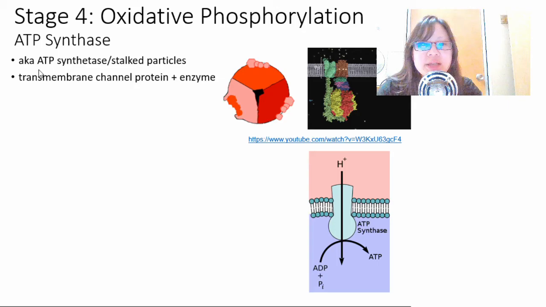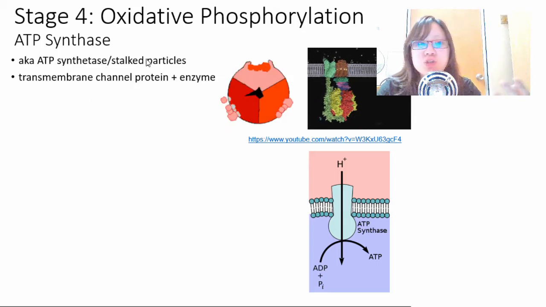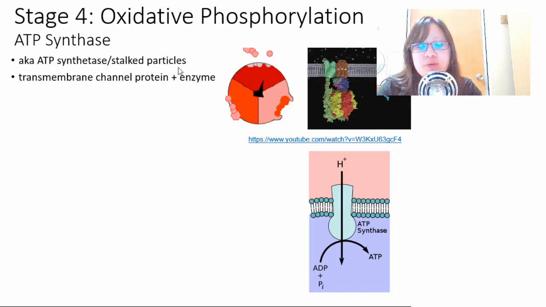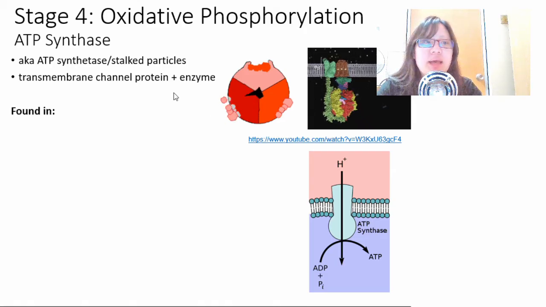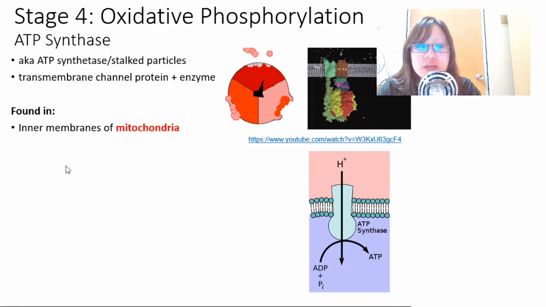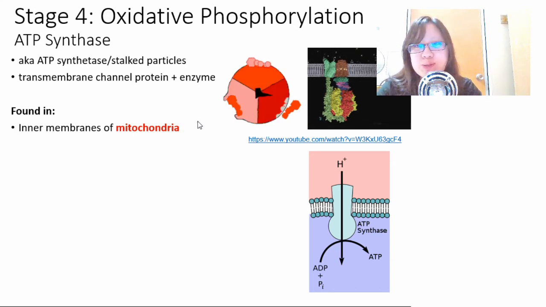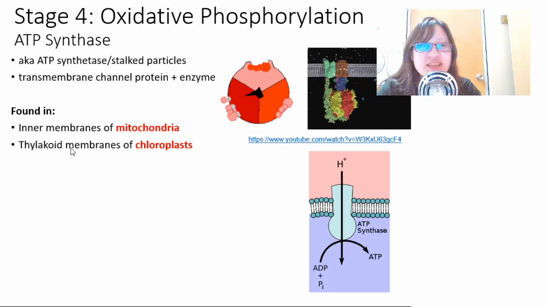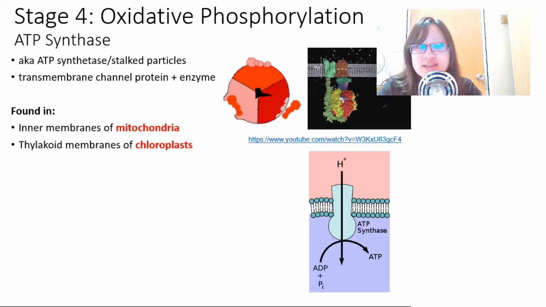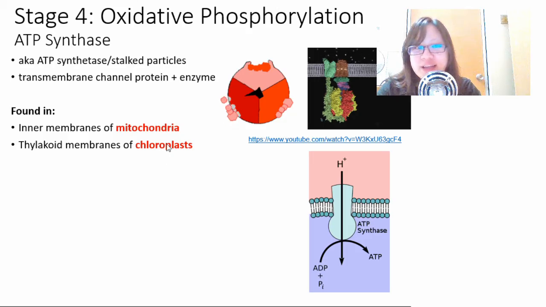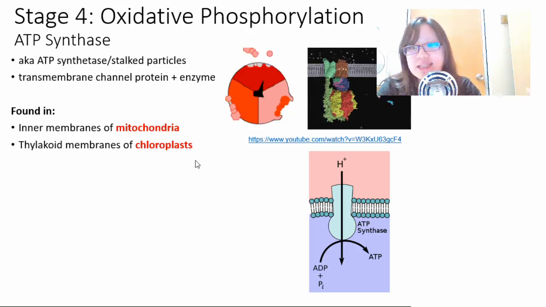It has other names like ATP synthetase or stalk particles, and you might see some of these names in the mark scheme. Don't panic, it's the same ATP synthase. Just stick to one, okay? Just stick to ATP synthase. Now, it is found in the inner membranes of mitochondria, as you may already know, but it is also found, surprisingly, in the thylakoid membranes of chloroplasts. We will learn more about chloroplasts and photosynthesis next chapter, but spoiler alert, as you know from chapter 1, chloroplasts also produce ATP.